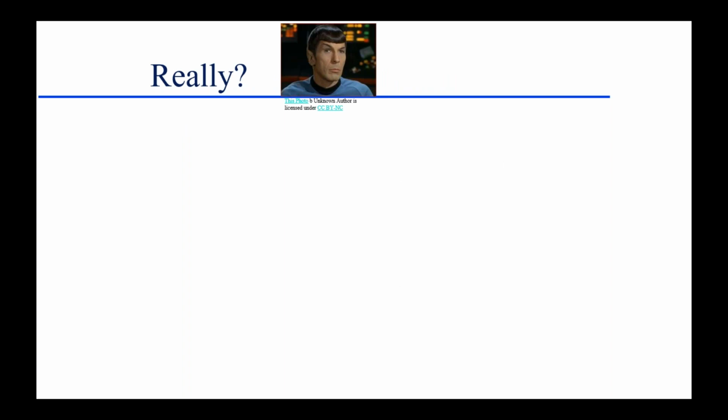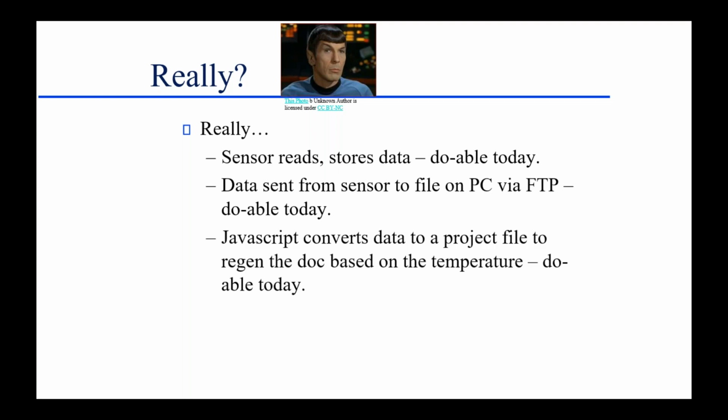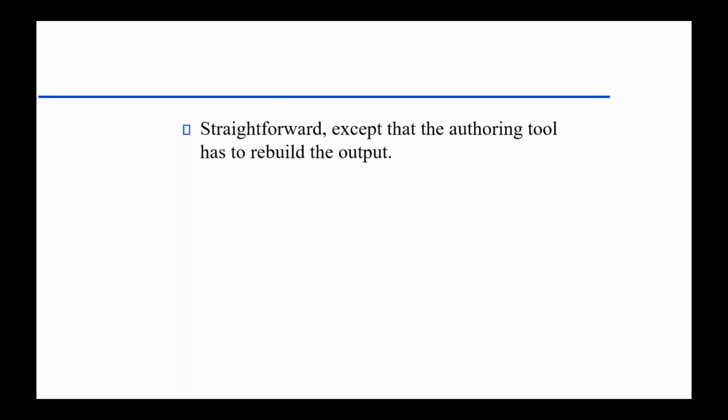The first time I mentioned this to somebody, this was pretty much the reaction I got: you're serious? Really, this is all doable today. Sensor reads, data delivery, absolutely. JavaScript, absolutely. It's very straightforward, except for one problem, which is that the authoring tool has to rebuild the output. In other words, I could easily have an online aircraft service manual and have it change depending on whether the temperature is above or below freezing, but the authoring tool has to rebuild the output.